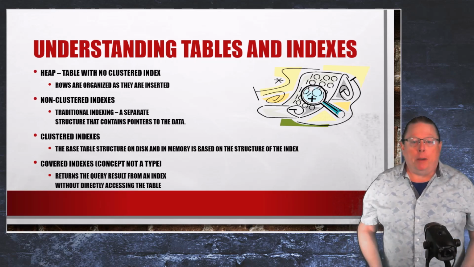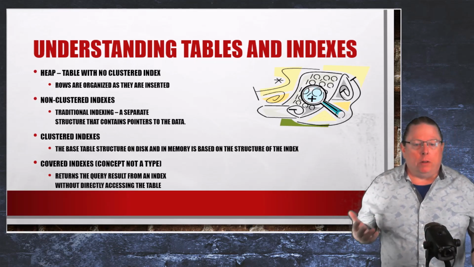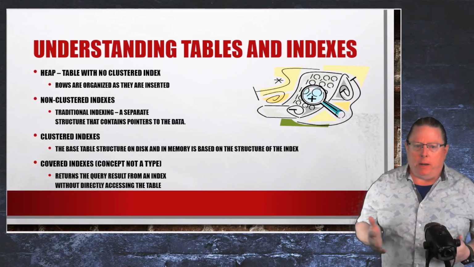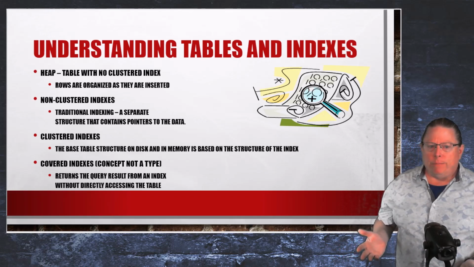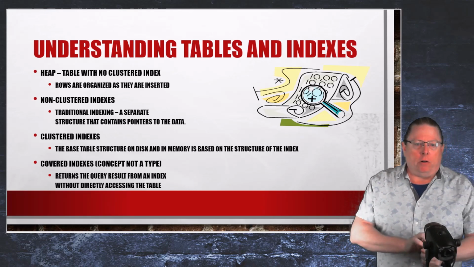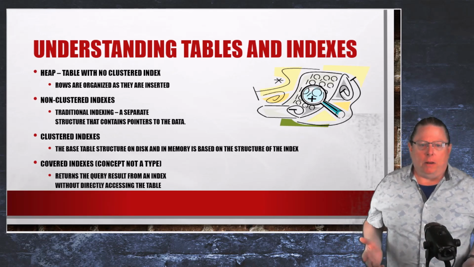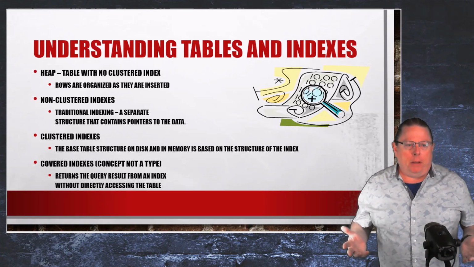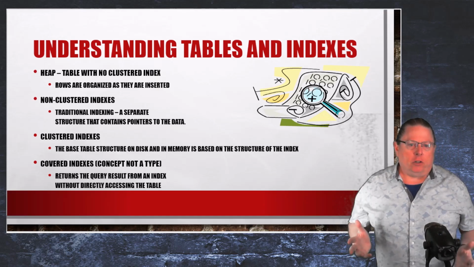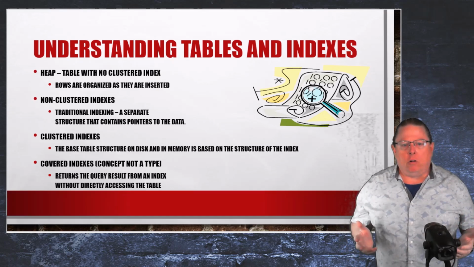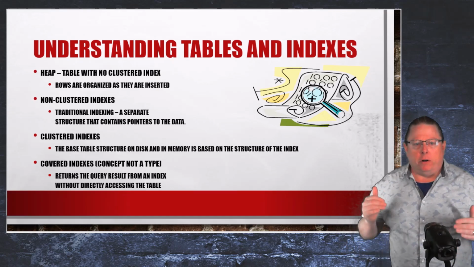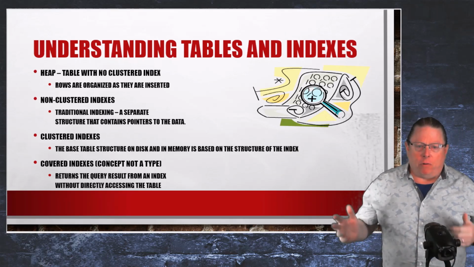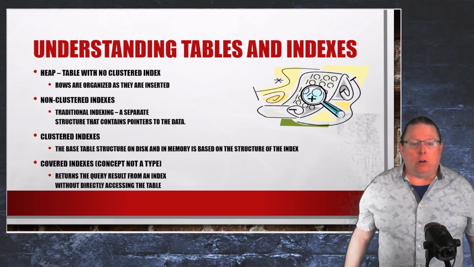A heap is basically a table with no clustered index. You've just said create table and haven't put any clustered index on it at all. Oftentimes when I'm throwing together a quick table to test something, it might be a heap. A heap is just a collection of rows. There's no logical linking, ordering or sorting of those rows. They're organized in a sort of random fashion, mostly as they're inserted.